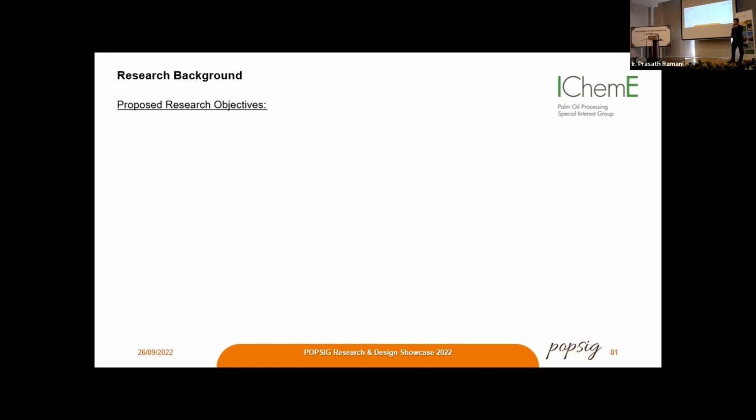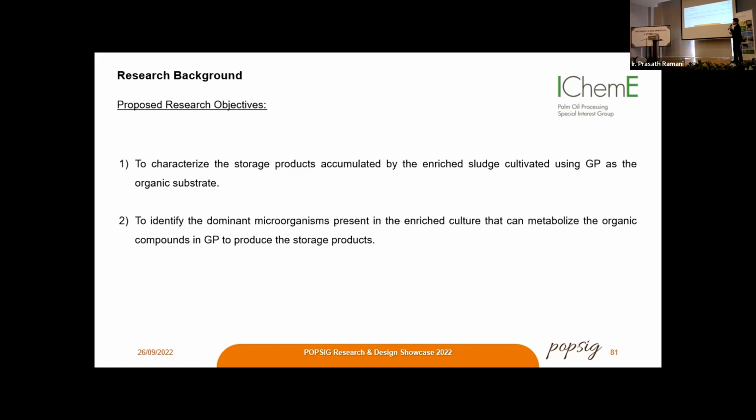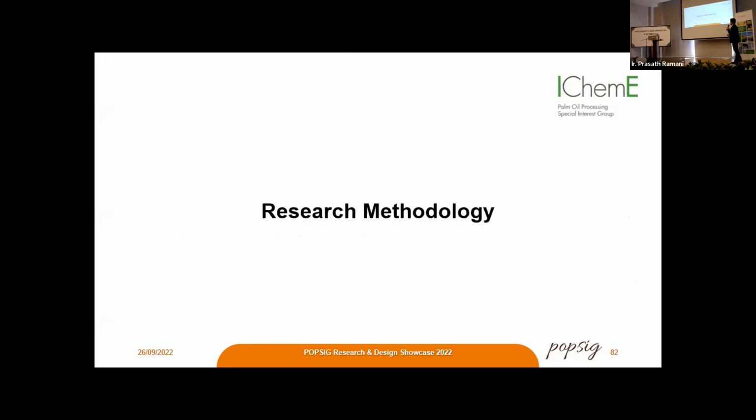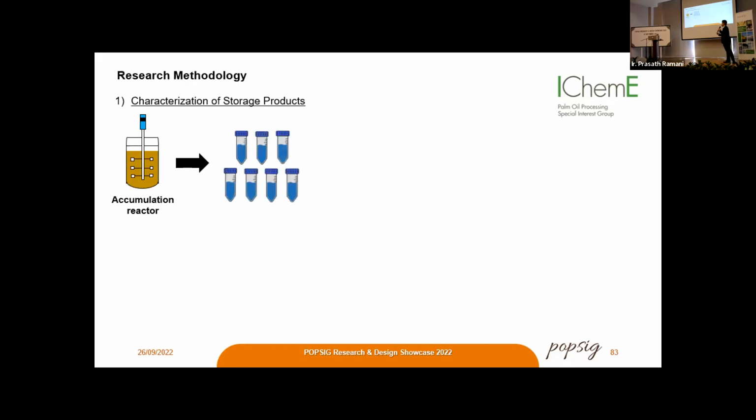Which brings us to the proposed research objective of this follow-up research, where we, number one, aim to characterize the storage products produced, identify the dominant microorganisms in the enriched culture, and optimize GP organic loading rate in the culture enrichment reactor. So moving on to the research methodology, the first objective is completed by taking sludge samples from the accumulation reactor and subjecting it to characterization.